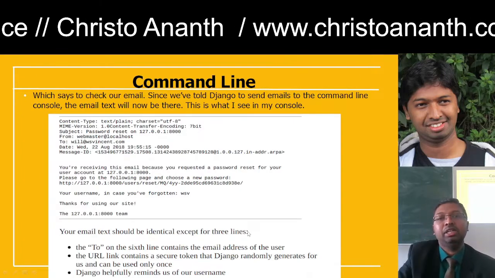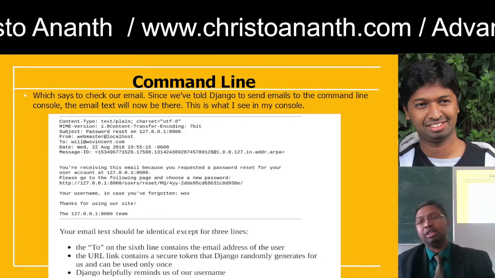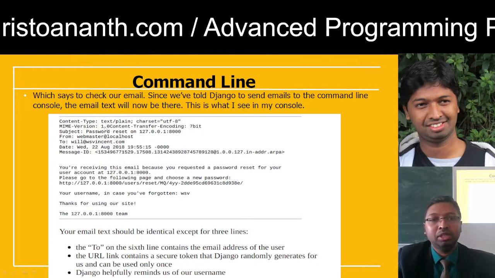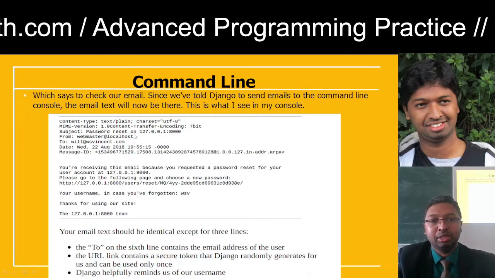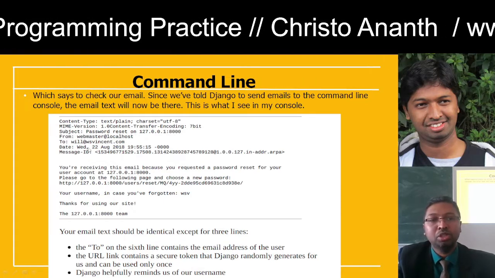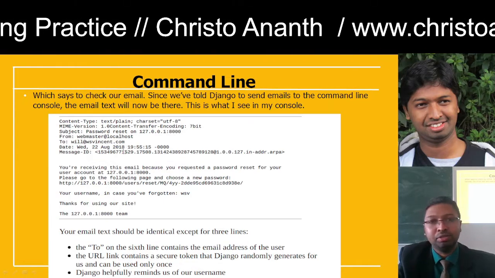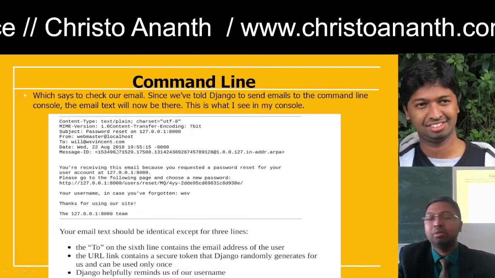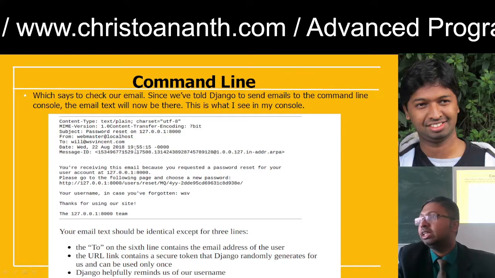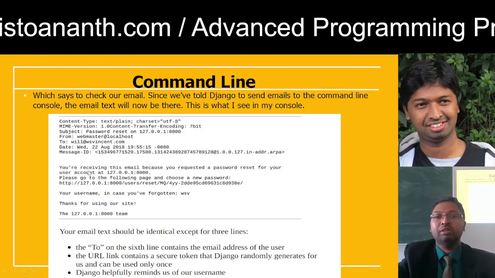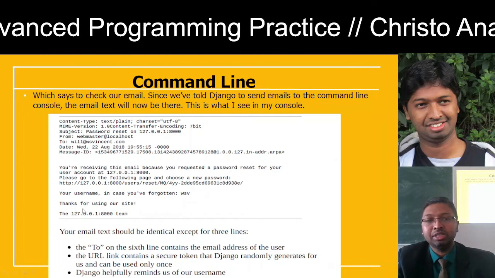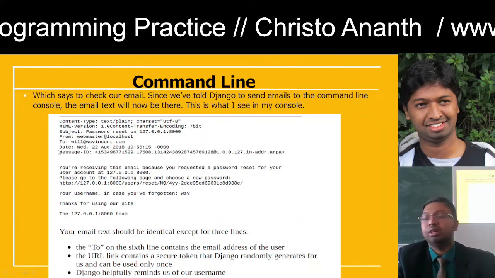Okay, so in the command line, you can send Django to send the emails to the command line. So it will show content type, MIME version, subject, password reset, from webmaster@localhost to username@username.com. Okay, and then the date you are going to specify. Okay, message ID you are going to specify. Okay, so you are receiving this email because you requested a password reset. So this is the information or maybe the text you are going to have.